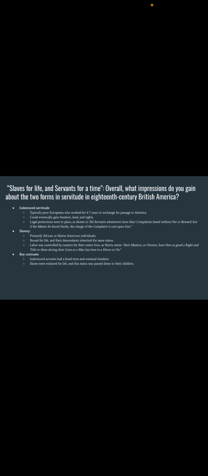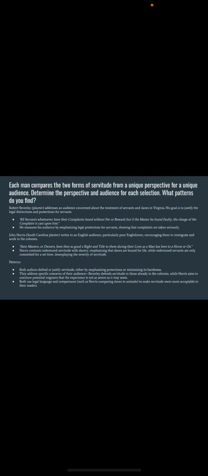On the other hand, slavery was more about absolute and permanent control. As John Norris puts it, enslaved individuals were brought to employ them in any sort of labor, and their masters or owners have "as good a right and title to them during their lives as a man has here to a horse or ox." Slaves had no prospects of freedom, and their labor was used for the lifetime of the individual and passed down to their descendants. Thus, the two systems starkly contrast in terms of legal freedom, the potential for autonomy, and the perpetuation of servitude through generations, with slavery being more severe and inescapable.